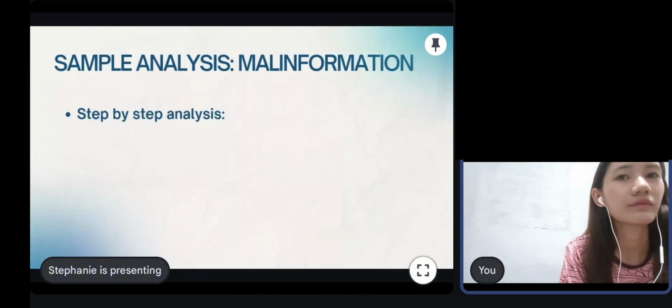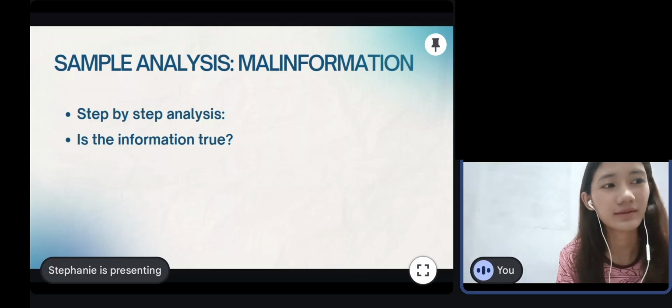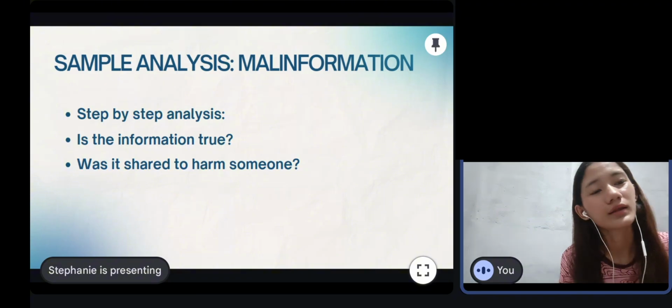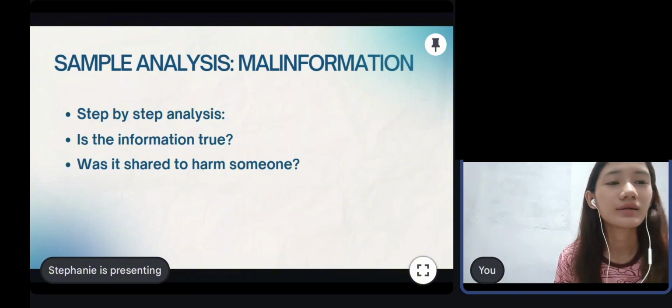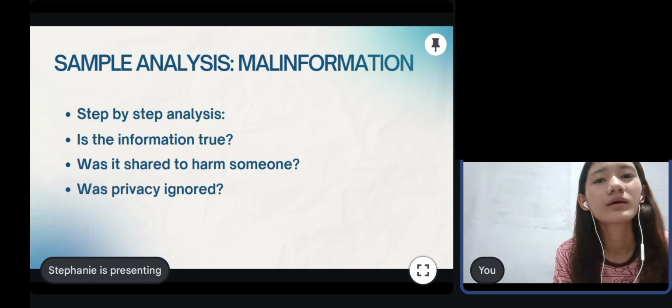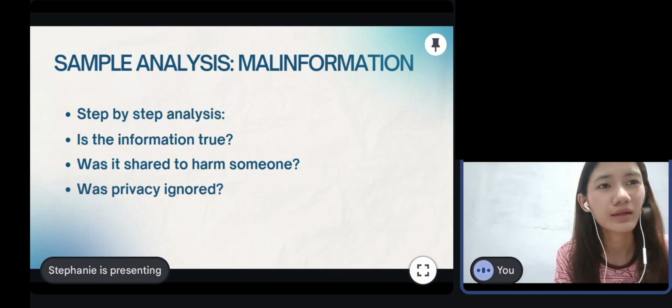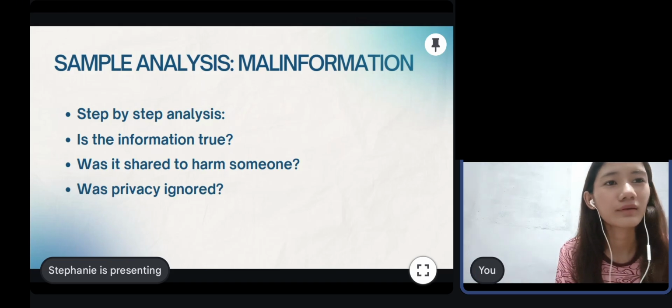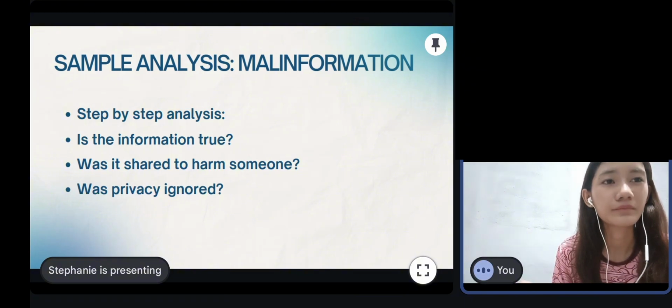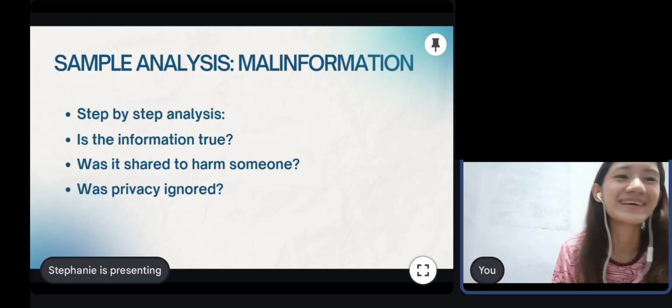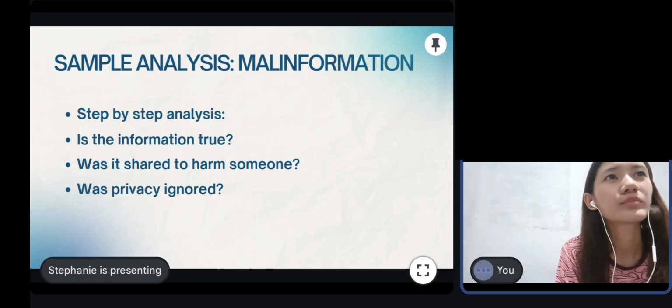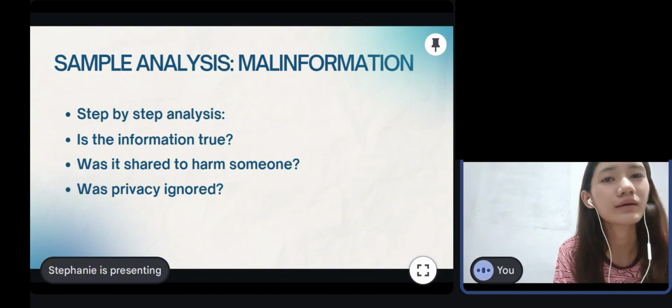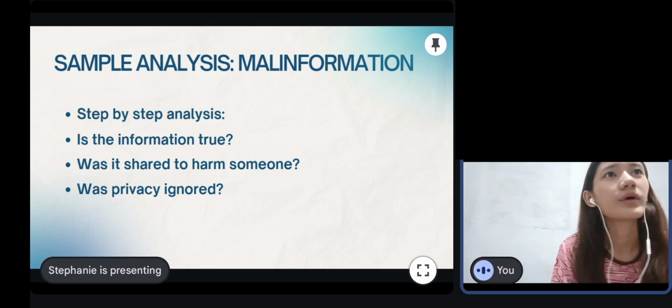So the step-by-step analysis of this: is the information true? Yes, it is true. Was it shared to harm someone? Yes, as you've seen earlier, Nico was really affected by that issue. Was privacy ignored? Yes, because the people behind that didn't care about the other person's feelings. They were just like, I'm going to post this, and they didn't care about the impact on the person.